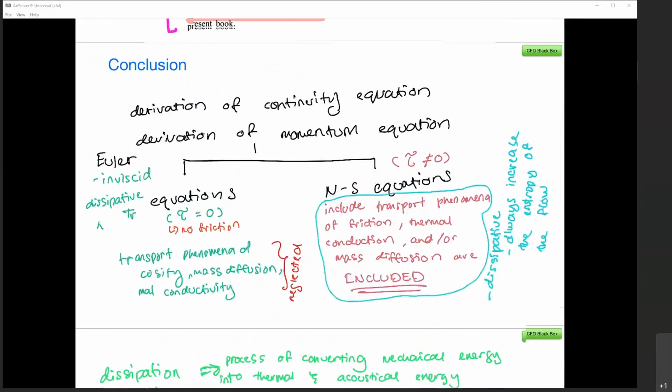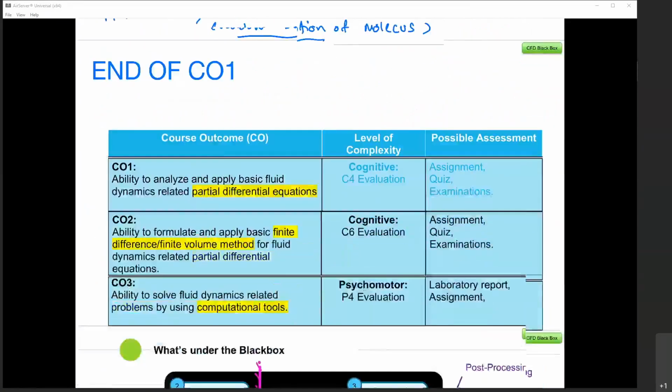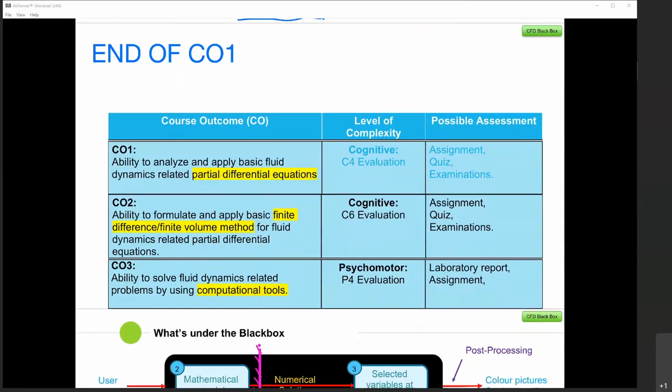So for the conclusion, we looked at the derivation of Euler, where we assume the flow to be inviscid. Hence, we can cross out the shear stresses. For the Navier-Stokes, we take into account the viscosity term. So that's the main difference between the Euler and the Navier-Stokes equations. I think that's the end of the differential analysis of fluid flow. So basically we have covered the first CO, and also the 3CO, which is ongoing.